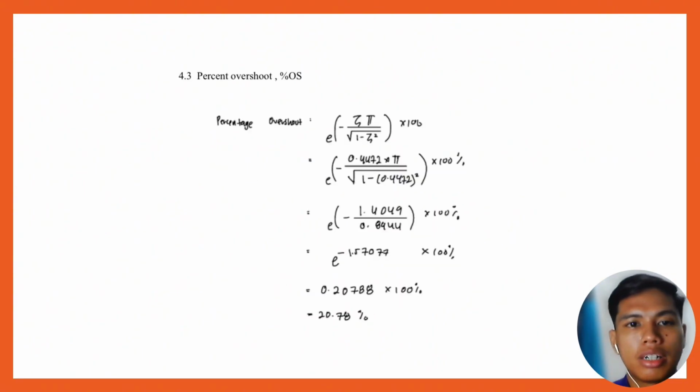Last, we calculate the percent overshoot. The formula for percentage overshoot is e to the power of minus zeta pi over square root of 1 minus zeta squared, times 100. We calculate and we get 20.78%.